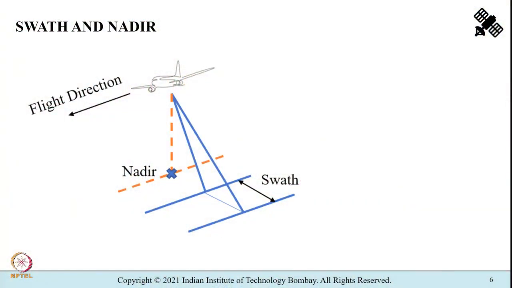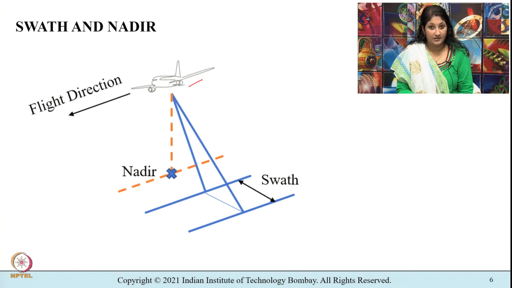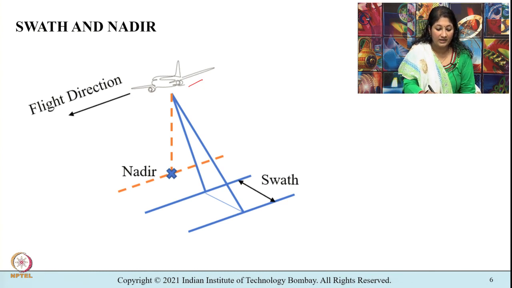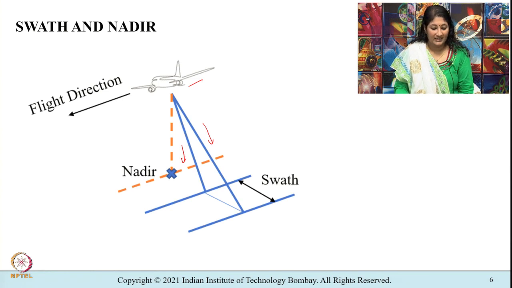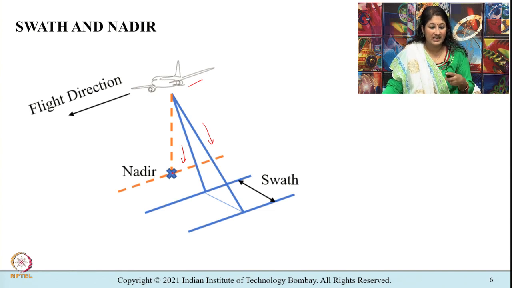swath and nadir. Now, before I start explaining, what you see here is the platform, that is the aircraft. It is carrying a SAR sensor. The SAR sensor has a side looking geometry. So, it is looking down, side looking geometry. And you see the nadir point marked here. By nadir, I mean the direction that is directly beneath the platform, being the aircraft here, nadir direction, directly beneath the platform.